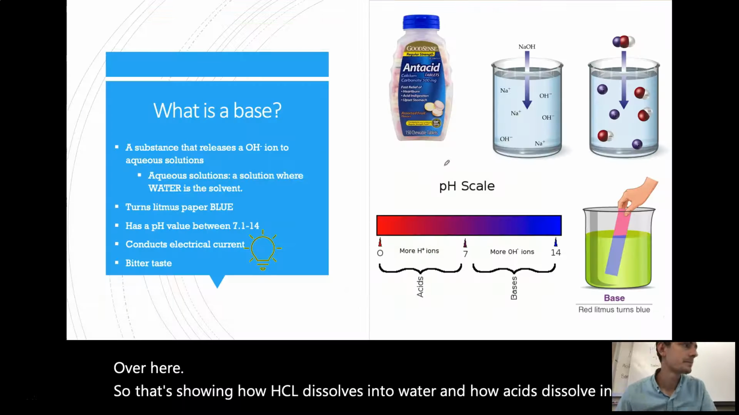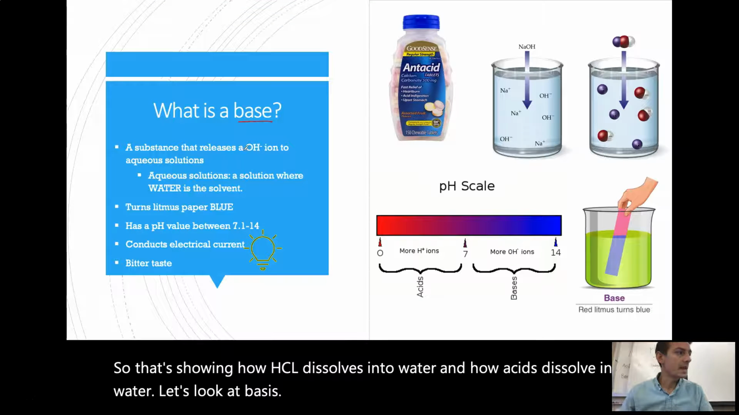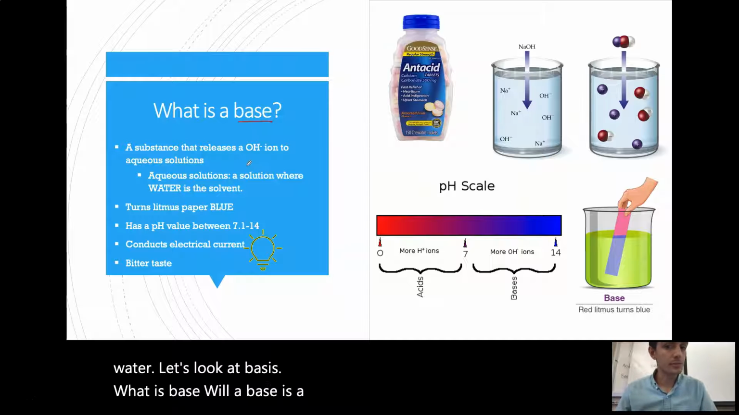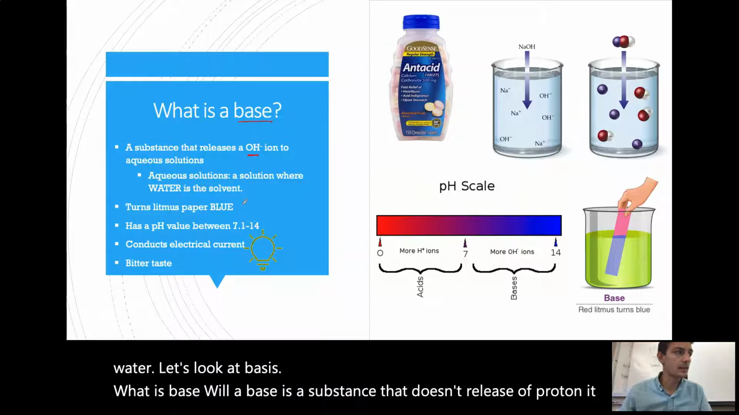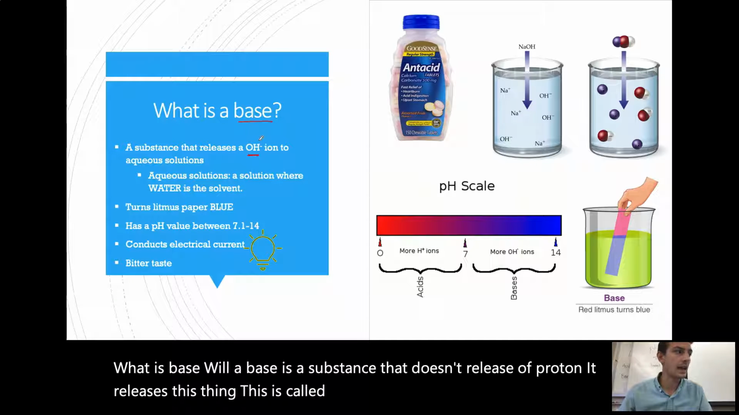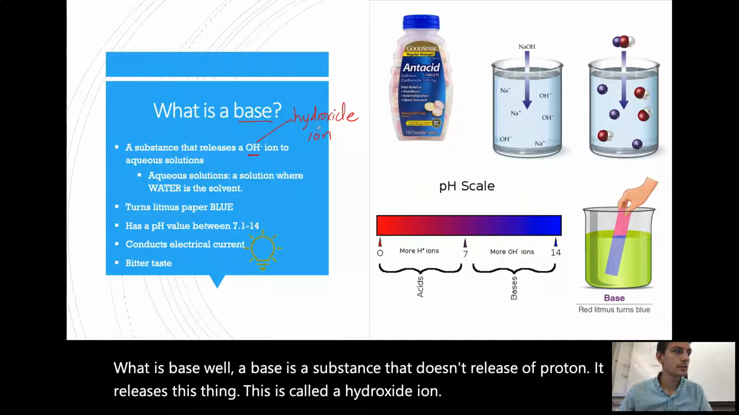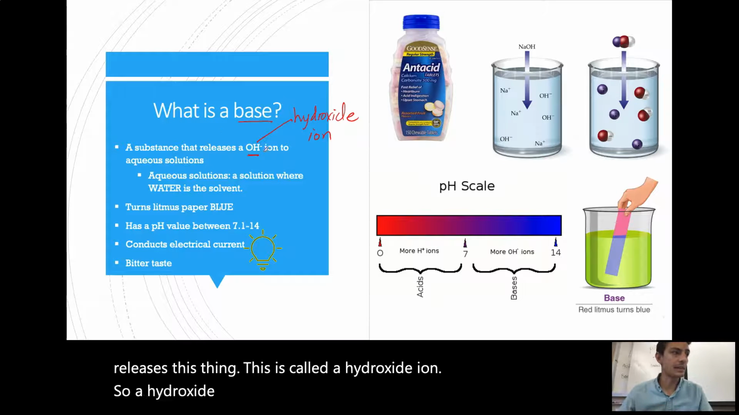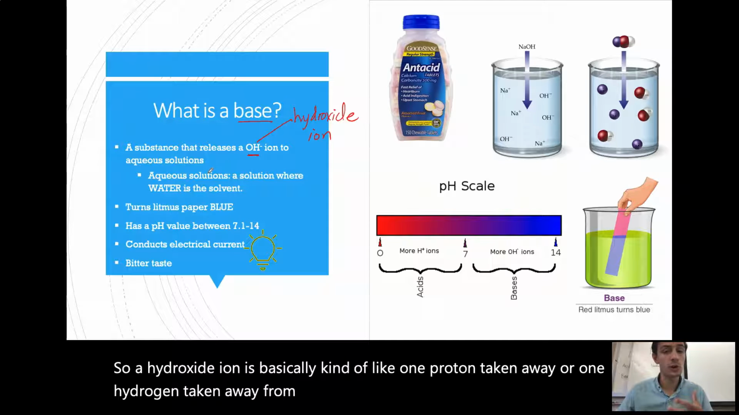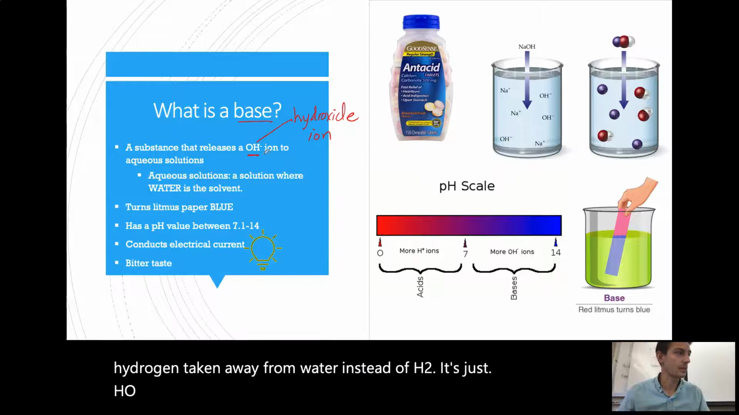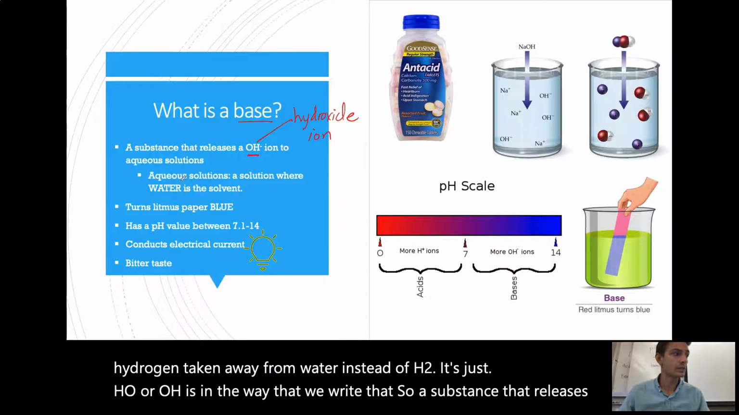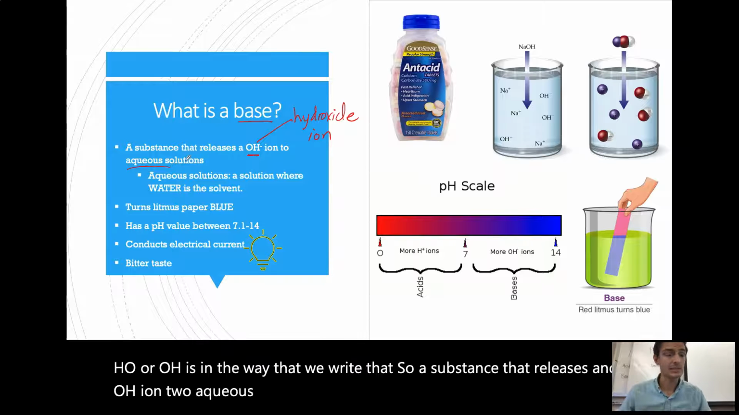Let's look at bases. What is a base? Well, a base is a substance that doesn't release a proton, it releases this thing. This is called a hydroxide ion. So a hydroxide ion is basically kind of like one proton taken away, or one hydrogen taken away from water. Instead of H2O, it's just H and O, or OH is the way that we write that. So a substance that releases an OH ion to aqueous solutions is what a base is defined as.